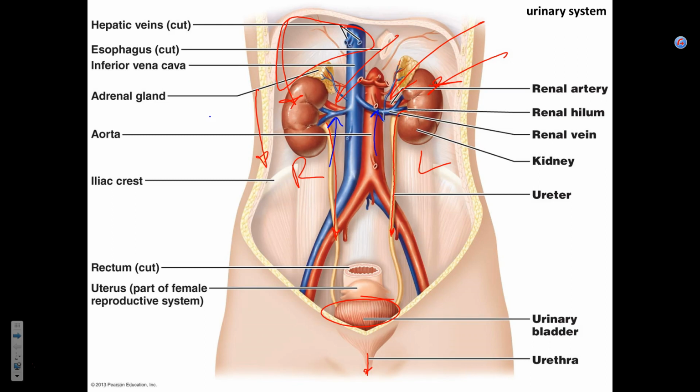Kidneys are retroperitoneal organs, so they're located closer to the posterior wall of the abdominal cavity, and any kidney abnormality, like inflammation, kidney stones, stuff like that, manifests itself as flank pain in the posterior aspect of your body.